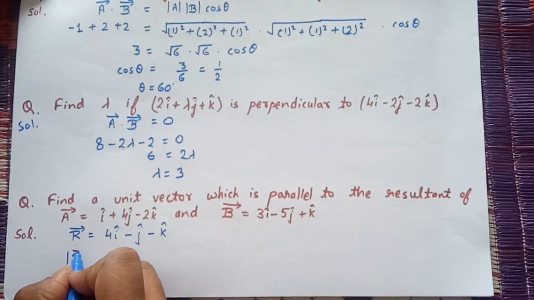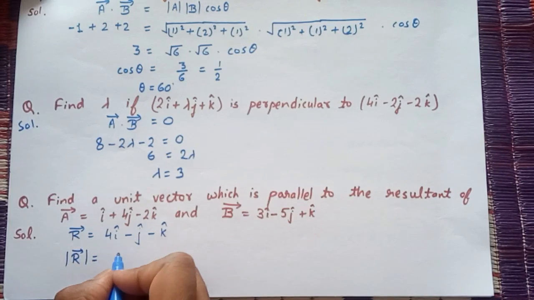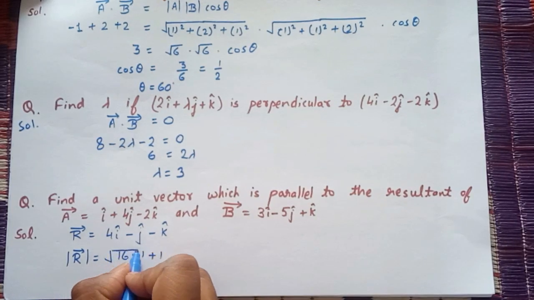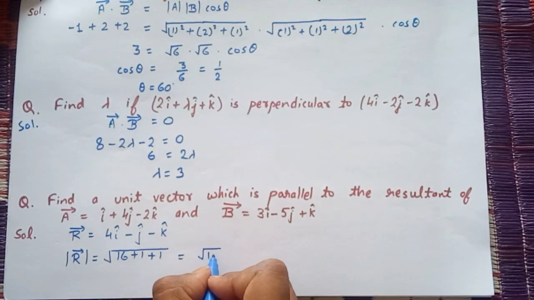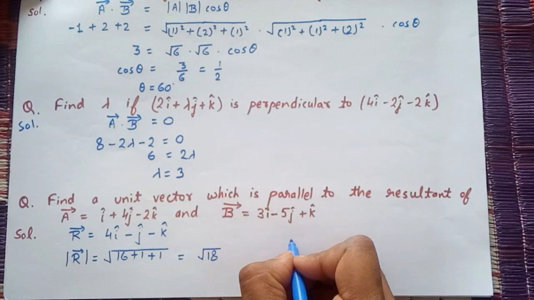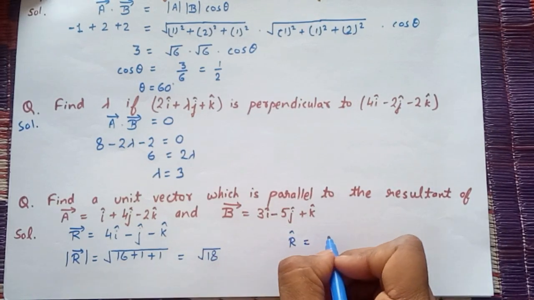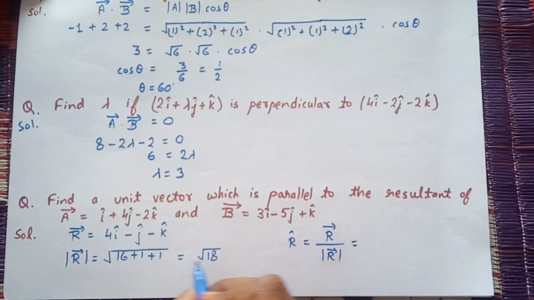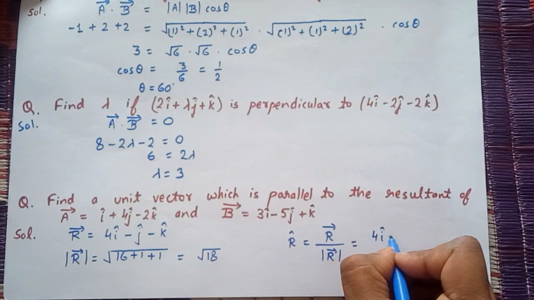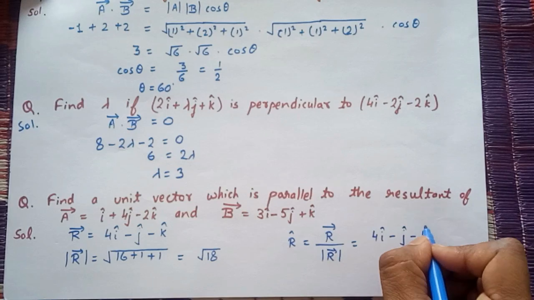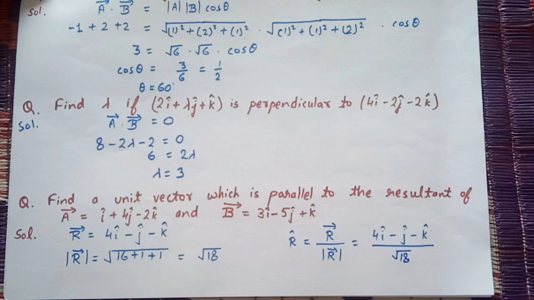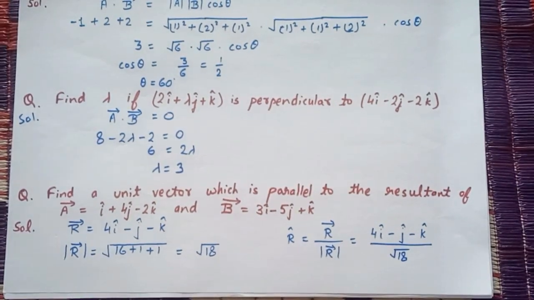So what will be the modulus or the magnitude of this vector? It will be the square root of 16 plus 1 plus 1, which is equal to root 18. And what will be the unit vector? It will be r vector divided by mod of r vector. So it will be 4 i cap minus j cap minus k cap upon root 18. So this is a unit vector which is parallel to the resultant of the given two vectors.